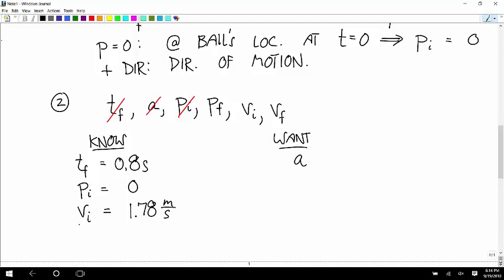Oh, and what about the, I sort of gloss over this. That's the speed. It gave it to us as a speed. The velocity has the same magnitude, the same absolute value as the speed, but it could be positive or negative. So how do we know the sign of the initial velocity? That's right. It's moving in the positive direction, so this is positive.